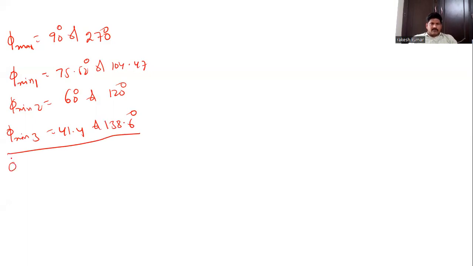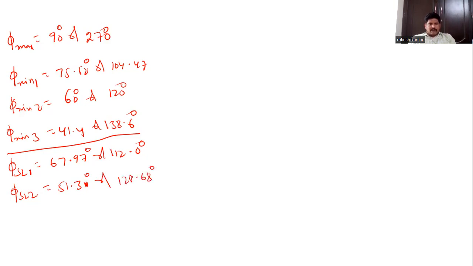Okay, so similarly, phi side lobe 1, you are getting at 67.97 degrees and 112.0 degrees. And phi SL2, you are getting at 51.31 degrees and 128.68 degrees. Phi SL3, we have got between 28.95 and 151.04 degrees. Okay, so you can verify your answers.